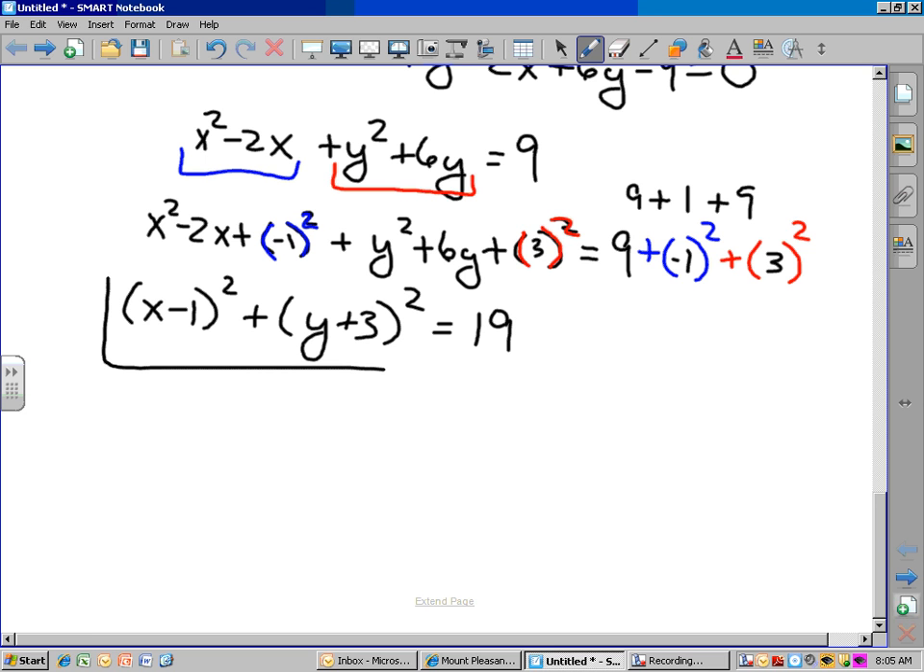Check this out. Is that standard form? Yes? No? What's my center? Be careful. 1, -3. Remember, it's x minus h. This is my h. Y minus k. So it's always the opposite sign, right? So my center is 1, -3. What's my radius?